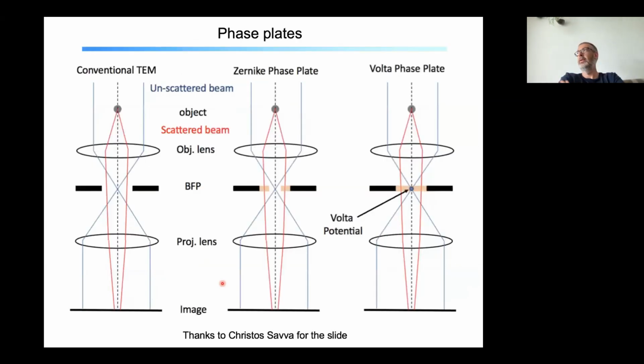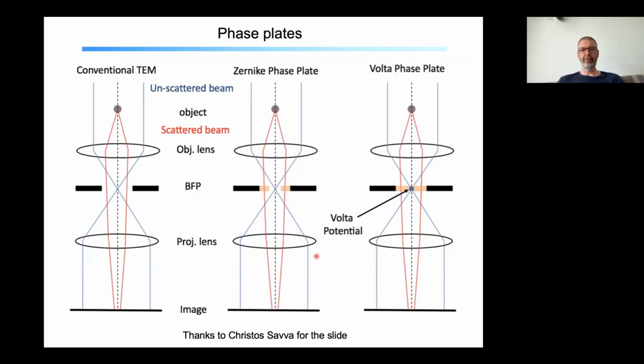So the final thing that I'm going to talk about is phase plates. They were quite popular a few years ago. They're a bit less popular now, because there are a number of associated issues with the current generation of phase plates. But essentially what they do is you have something that sits at the back focal plane of your objective lens.